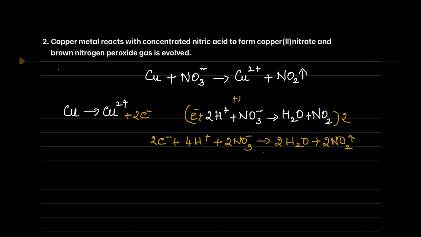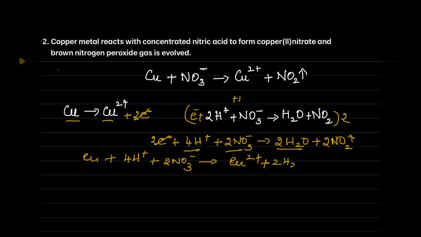Cancelling the only common term, that is electron, we get Cu plus 4H+ plus 2NO3-, giving rise to Cu2+ plus 2H2O plus 2NO2. So we have arrived at the final equation.